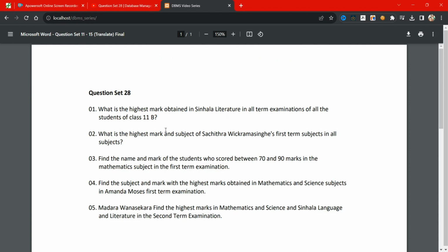What is the highest mark and subject of Sachitra Wickramasinghe's first term subjects in all subjects? According to the second question, they have asked us to find out the highest mark that Sachitra Wickramasinghe got in the first term examination, and also we should find out the subject related to that highest mark. So let's write the query for that.